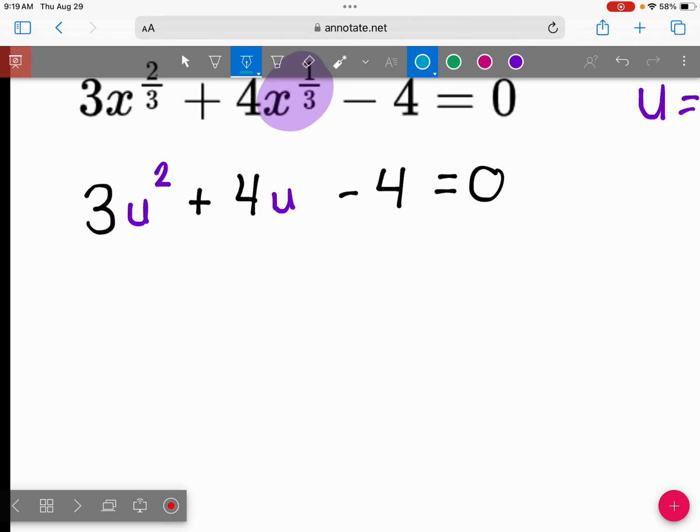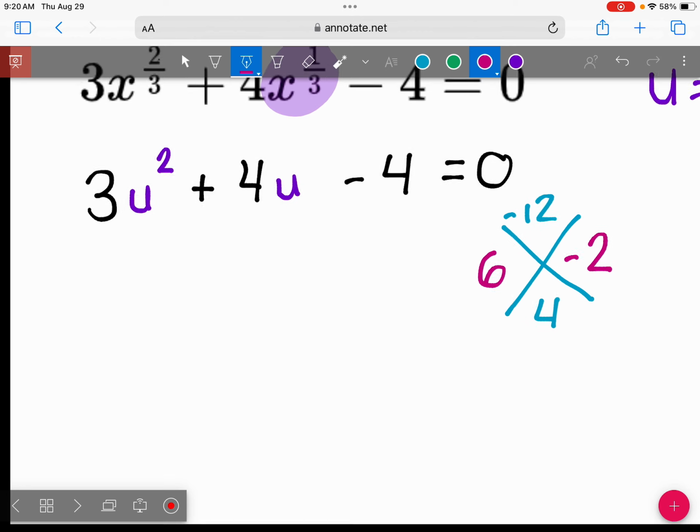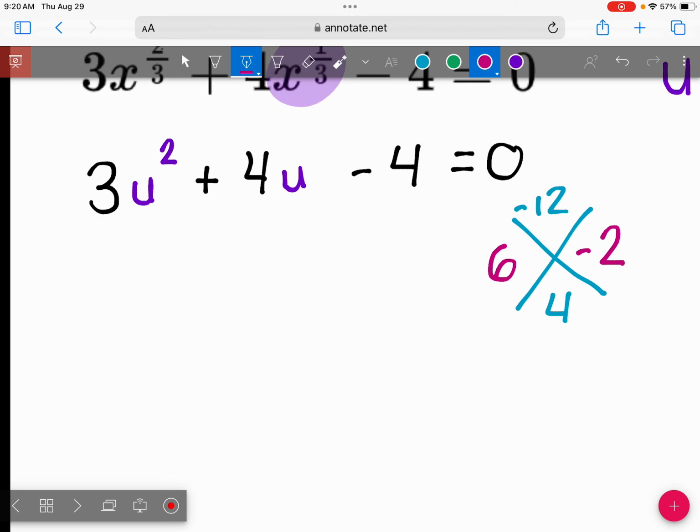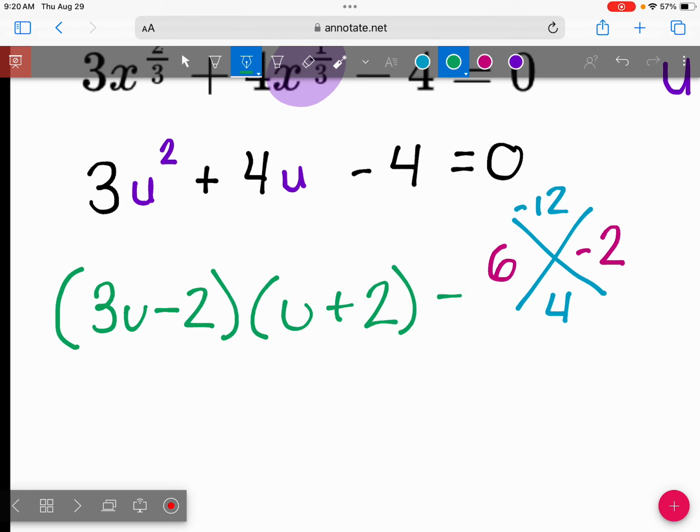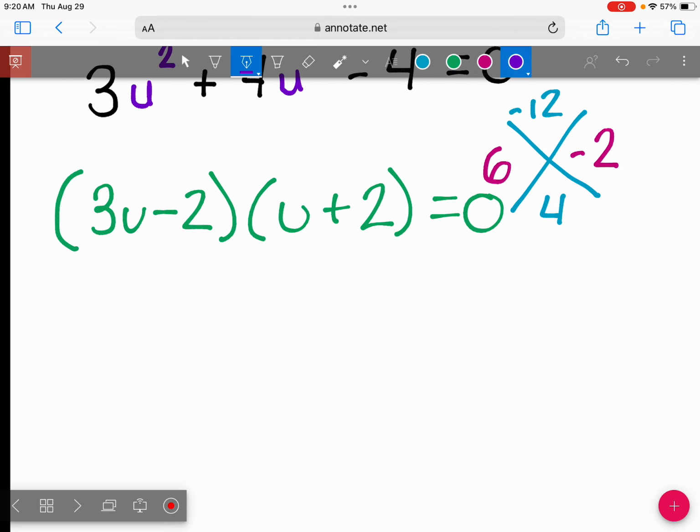It does factor. So if you use this way, we have our -12, our +4, and our two numbers are going to be 6 and -2. So our factored form, when you factor it, box it, factor by grouping, or wizardry, is going to be what? (3u - 2)(u + 2). It's so easy, just do it in your head. I just don't know what you're doing in your head.